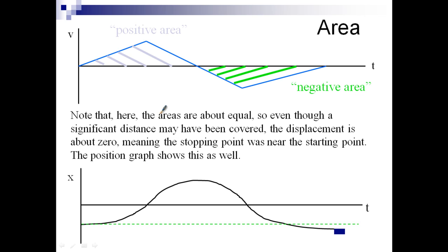So note here that the areas are about equal. Like this area here is pretty much equal to this area here. So even though significant distance may have been covered, like you travel this whole distance, because this is your position versus time graph, you travel this long distance, the displacement is about 0. So you started here, you stopped right down here. So it's not quite 0, but it's pretty much 0. If these two, positive area, negative area, if they're about equal, you end up in the same place you started. Because when you add those areas together, it'd be 0.